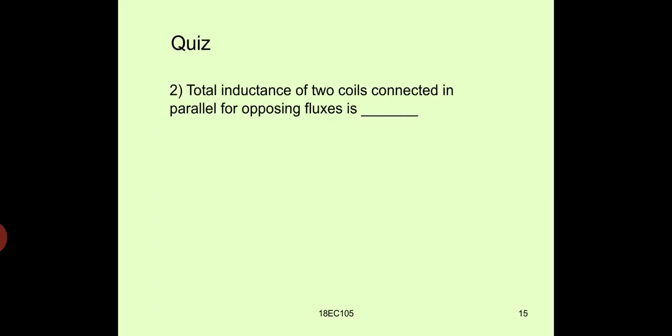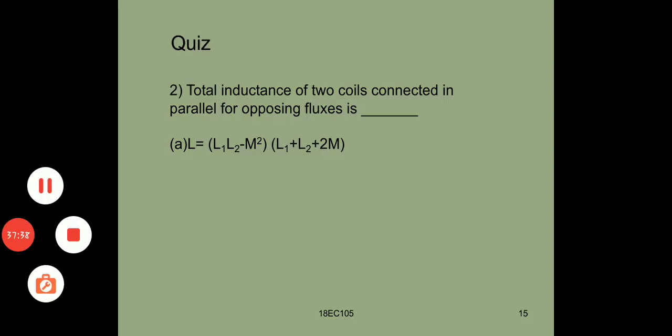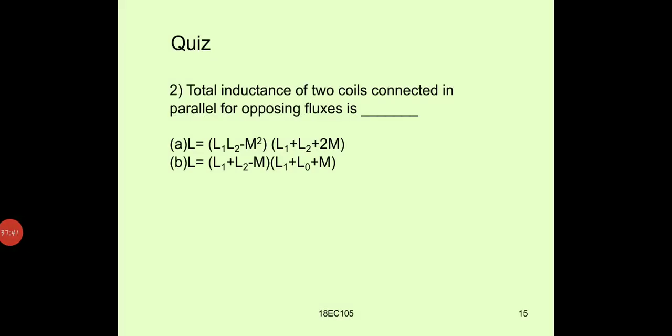The next one. The total inductance of the two coils when connected in parallel for opposing fluxes will be equal to choice A, L equal to L1 L2 minus M square, it is given as product into L1 plus L2 plus 2M. Here between the two brackets there has to be a divisor or a slash to indicate that they are actually in the denominator. That's a small mistake over there.